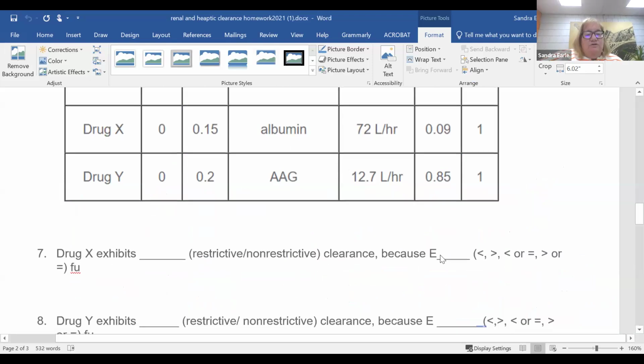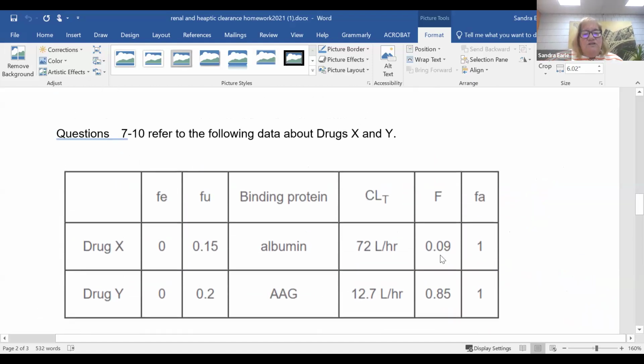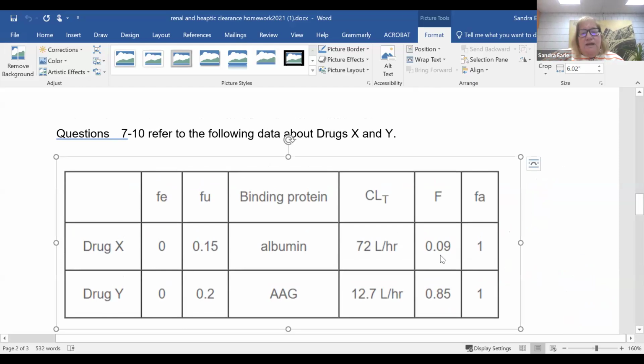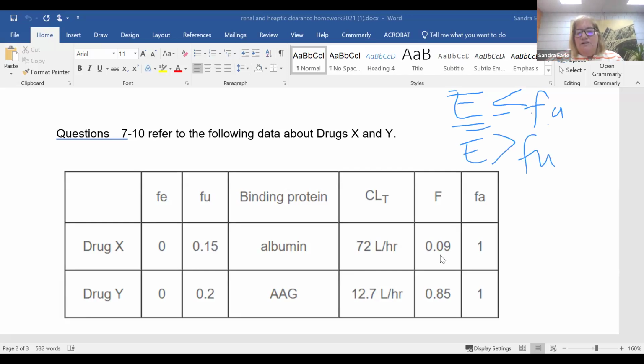All right, so what do they want to know? Drug X exhibits restrictive or non-restrictive clearance? Okay, what does restrictive and non-restrictive clearance mean? Restrictive clearance is when only free drug is available to be cleared. So restrictive means that your extraction ratio is limited to just the fraction unbound drug. So E cannot be greater than the fraction unbound. Only free drug is available. Non-restrictive is when the E is greater than the fraction unbound.